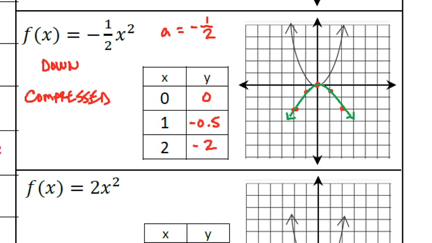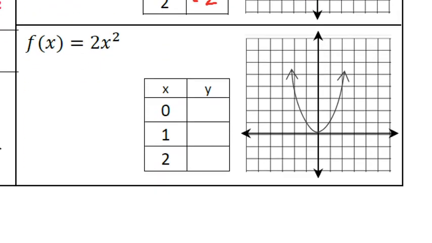All right, let's do another one. What if f of x equals 2x squared? Well, our a value here is equal to 2. Since a is positive, we know our graph faces up. Since a is greater than 1, we know we're going to get a stretched graph. If you plug in 0, you're going to get 0. For 1, you're going to get 2. And for 2, you're going to get 8.